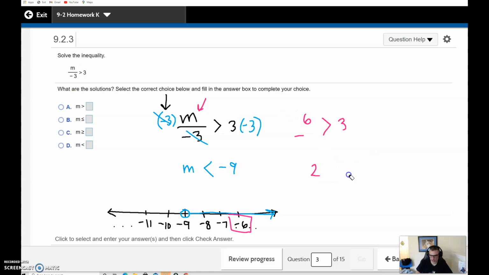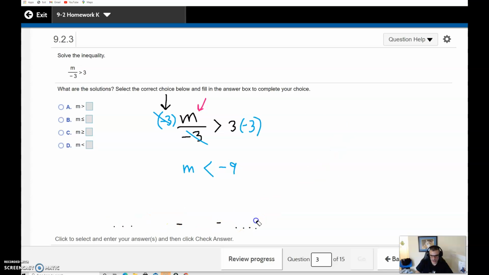So I gotta delete all this stuff, make some room here. I'm gonna draw my number line again. All right, so here's my number line. My boundary number is still -9. This is -8. This is -7, and so on. -10, -11, and so on. It's still an open circle. All right.